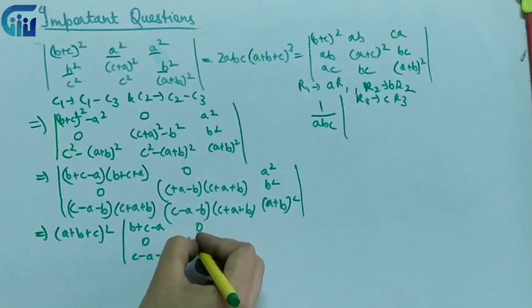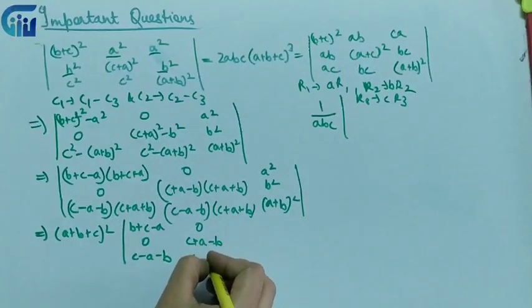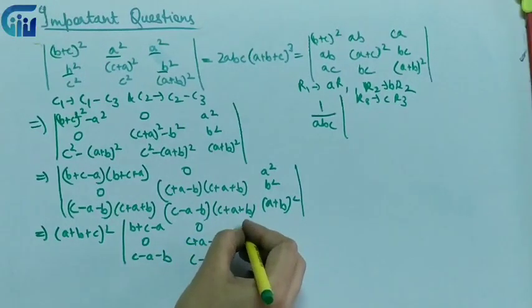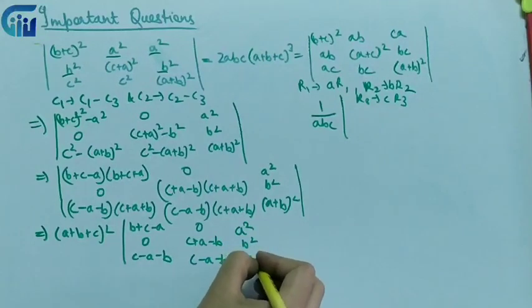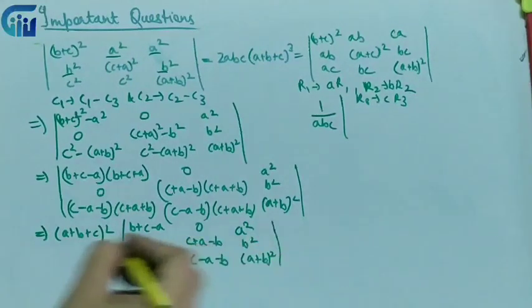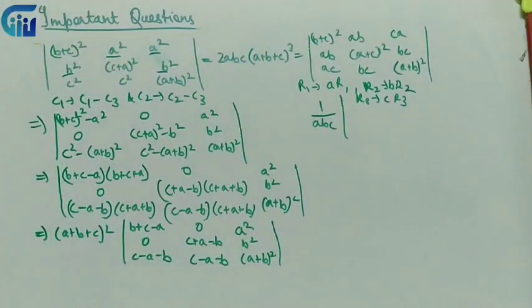This is 0. This is C plus A minus B. This is C minus A minus B. This is A square, B square, A plus B whole square. So we have reached up to this particular step. Now what we have to work on further is, can I have further zeros, or can I simply reduce this particular expression? So now what do I observe?